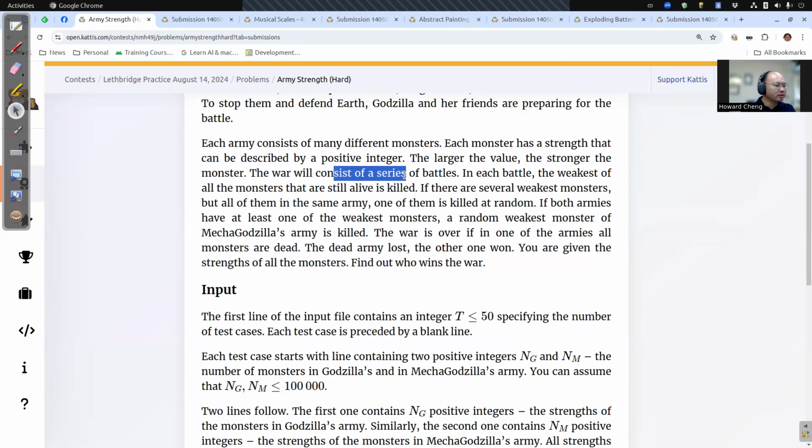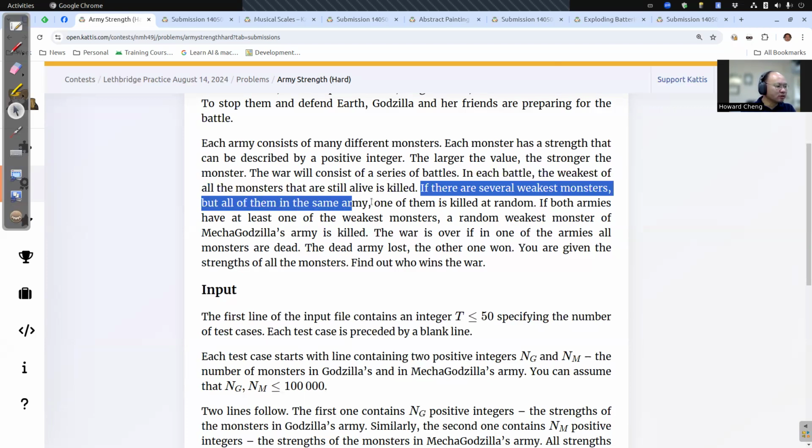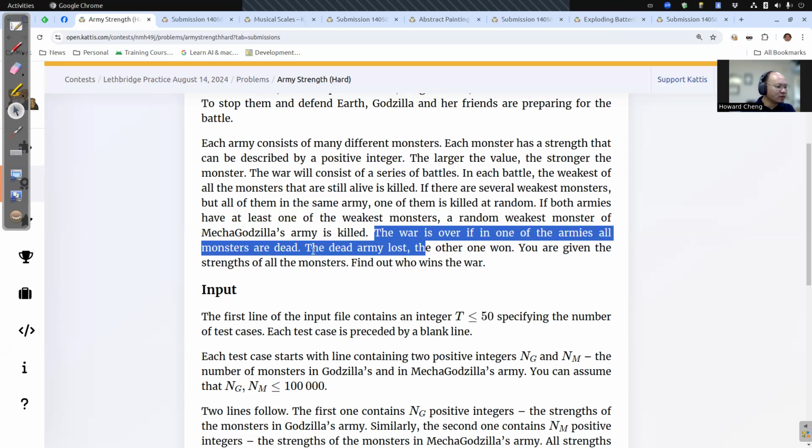Each time they battle, the weakest of all the monsters that are still alive is killed. If there are several weakest monsters, but all of them are from the same army, you kill one of them at random. If both armies have at least one of the weakest monsters, a random weakest monster from the Mecha Godzilla army is killed. The war is over if all the monsters of one of the armies are dead. The dead army lost, the other one won.